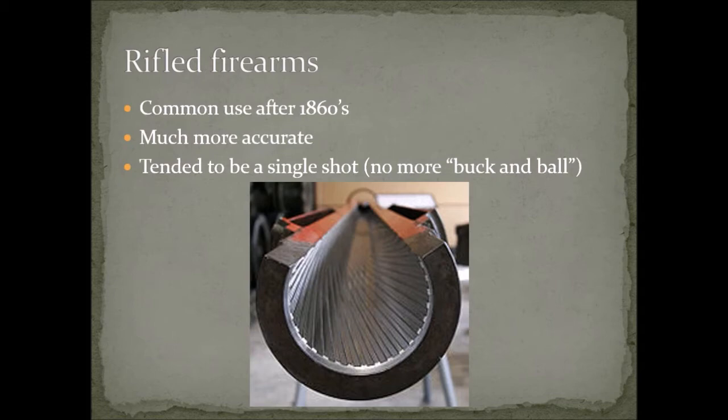Usually rifled firearms only use a single shot, no more of that so-called buck and ball that I talked about a minute ago. Okay? So now there's a single projectile that is being forced down the barrel at high speed. In so doing, it's a softer metal. The projectile is made out of a softer metal than the barrel. So the barrel, these grooves, will actually cut into the bullet, and the bullet will be spun. See how that spins? So it'll be spun very, very fast.